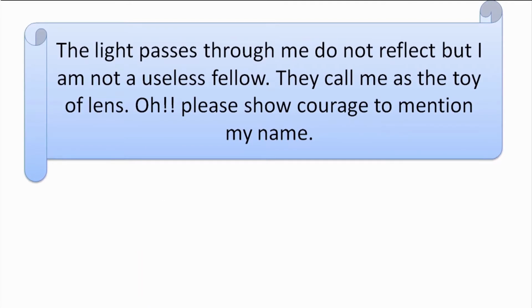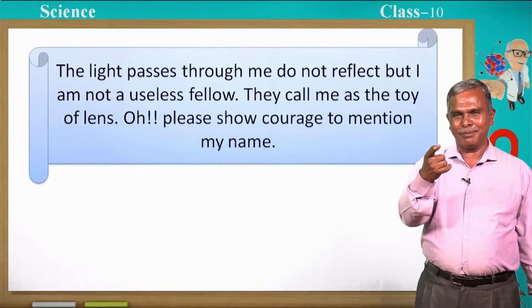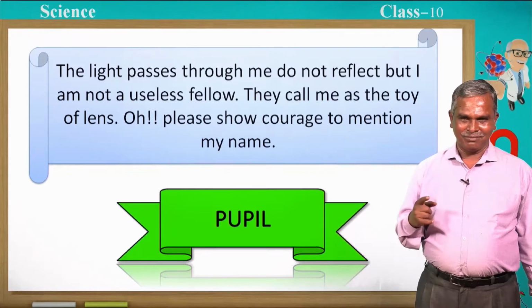See the second question. The light does not get reflected. This is present in the eyeball. It is with the iris. It is a black surface. I had given sufficient clues. These clues are very much enough for you to answer. I hope your answer will be pupil.